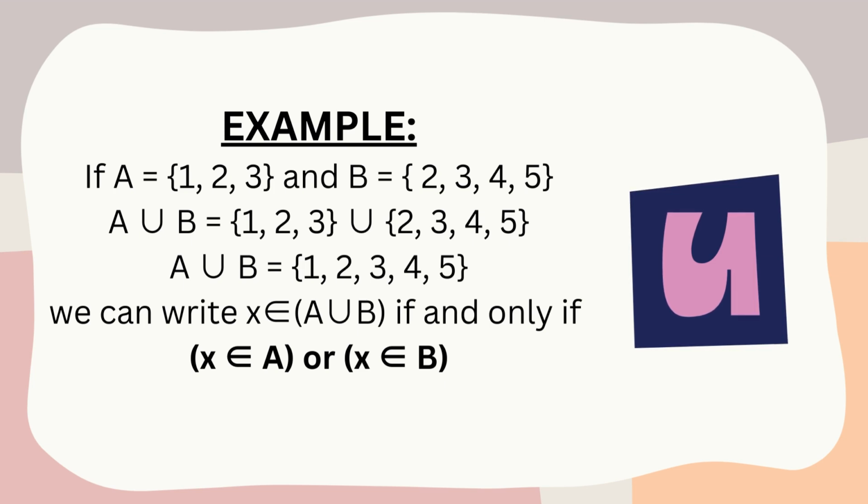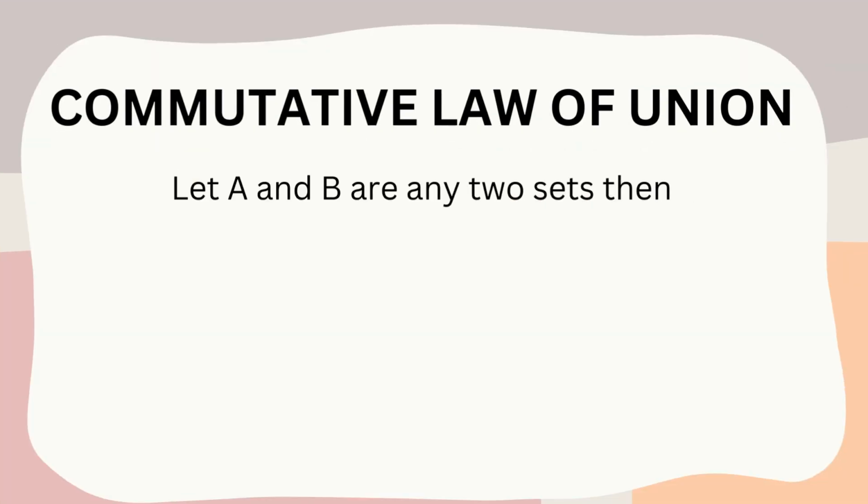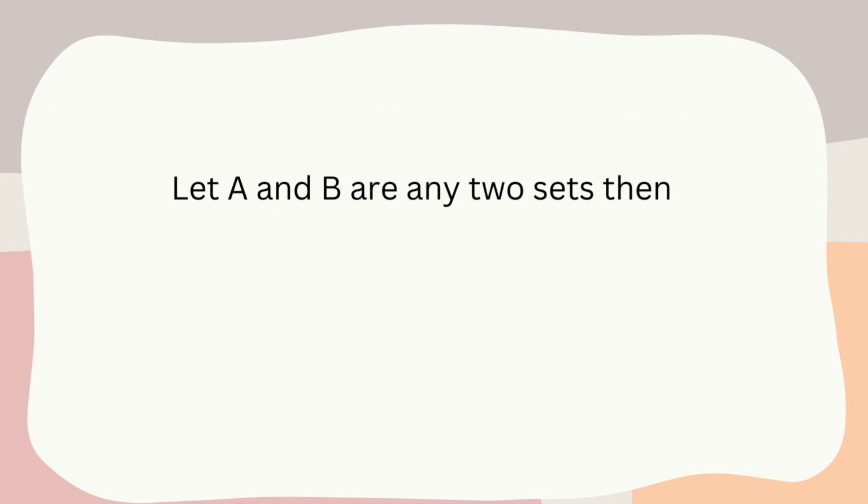Or we can also write it as: x belongs to A union B if and only if x belongs to A or x belongs to B. To know what the commutative law of union is, know that A union B is equal to B union A, and it is always true. In order to verify this, let's have a look at an example.